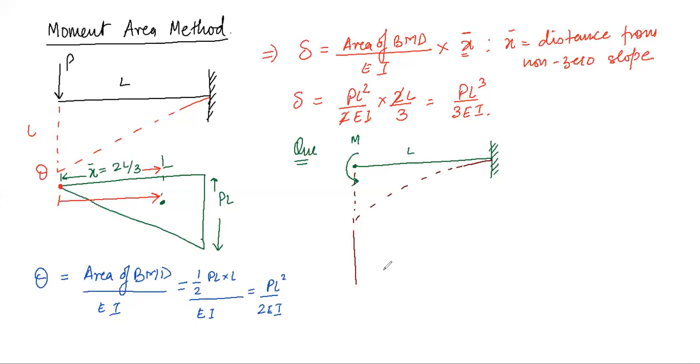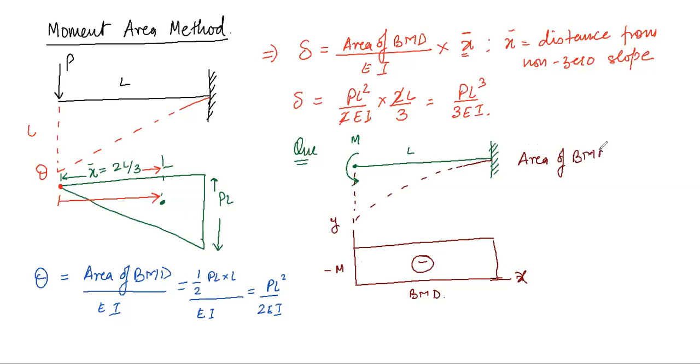And if I'm going to draw the bending moment diagram, this is your y, this is your x, then it behaves like a rectangle. The bending moment is a rectangle here in this case. This is your bending moment diagram, right? This is of negative value, and its magnitude is minus M, right? So let's find out the slope. For finding the value of theta, if we calculate the area of the bending moment diagram, the area of bending moment is ML, right? And theta, which is the slope, will be ML upon EI, right?